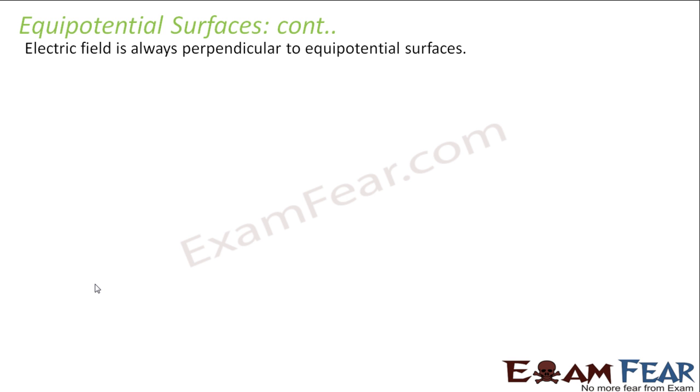Let's look at the next fact now. It says that electric field is always perpendicular to equipotential surface. That means if I am talking of any surface of any shape which is equipotential, that is, the potential at all points on the surface are equal, that itself means that the electric field vector will always be perpendicular to that equipotential surface. Let us try to prove.